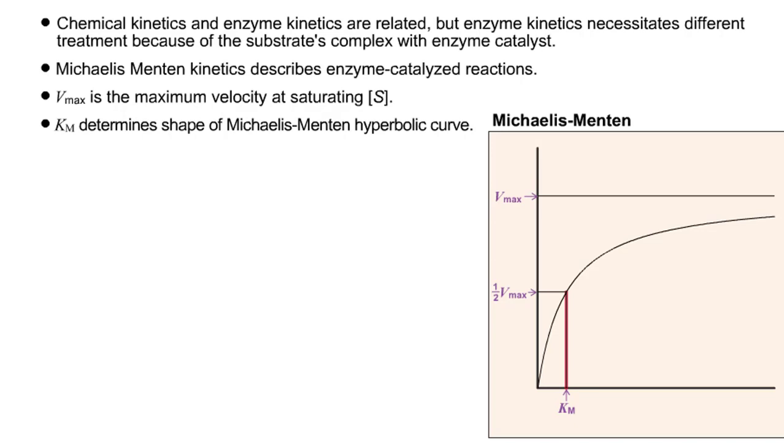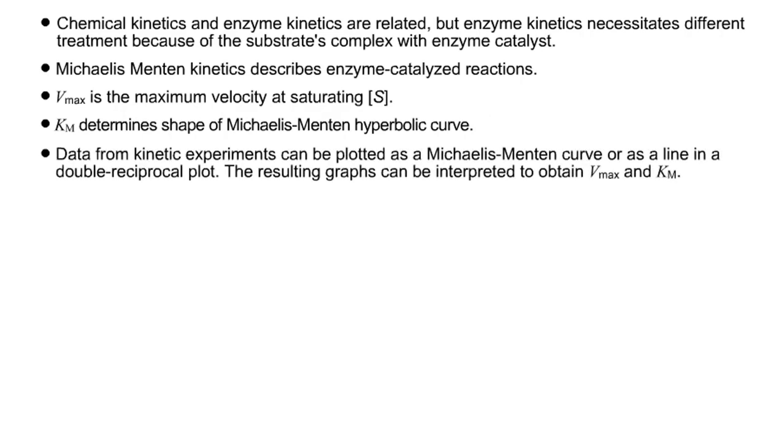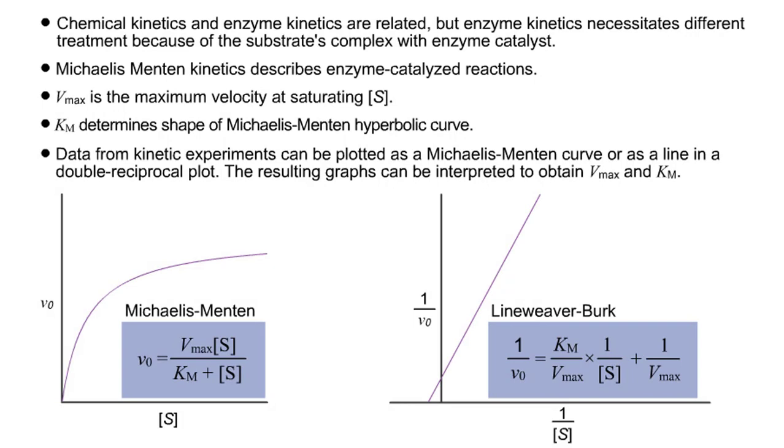Kinetic experiments can quantify how the rate of an enzyme-catalyzed reaction changes with the concentration of substrate. Data obtained can be plotted and fit to the Michaelis Menten equation, or rearranged into a double-reciprocal plot. From these graphs, the kinetic parameters Km and Vmax can be obtained.